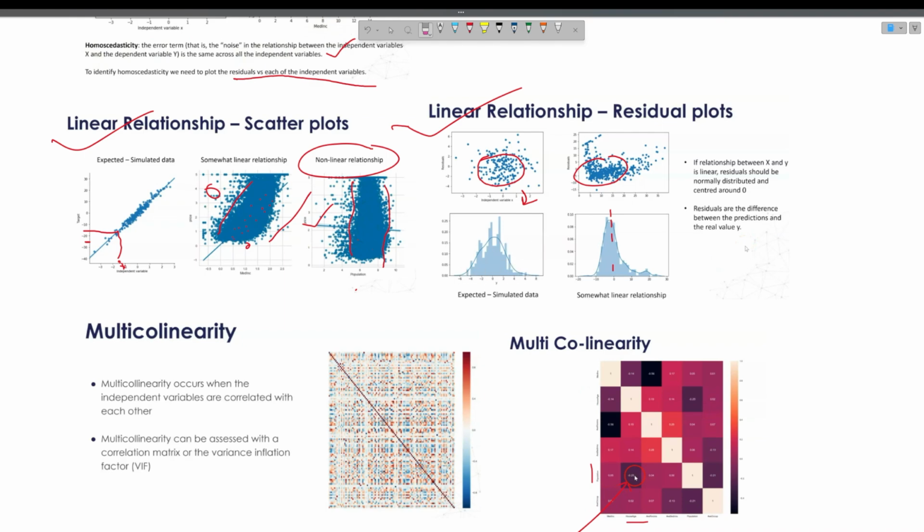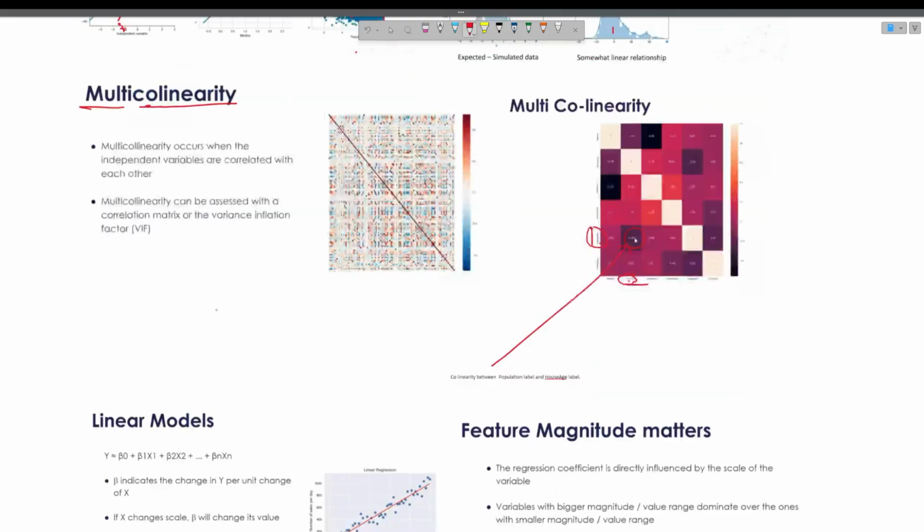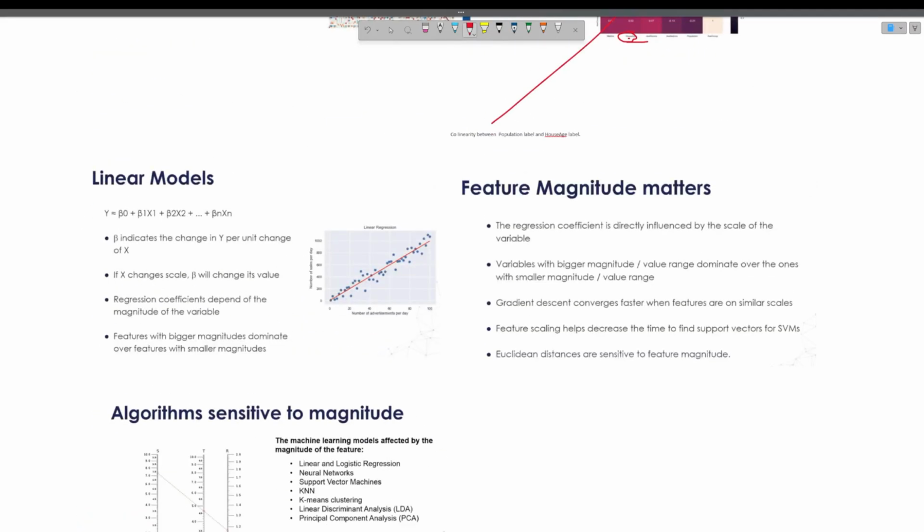Okay, there is the final one, which is multicollinearity. So this is basically the connection between two things. For example, you will see this kind of thing later on. So for two different labels, this is the connection. So the connection or the linearity or dependency: multicollinearity occurs when the independent variables are correlated, somehow related with each other. Okay, so this is when multicollinearity happens.